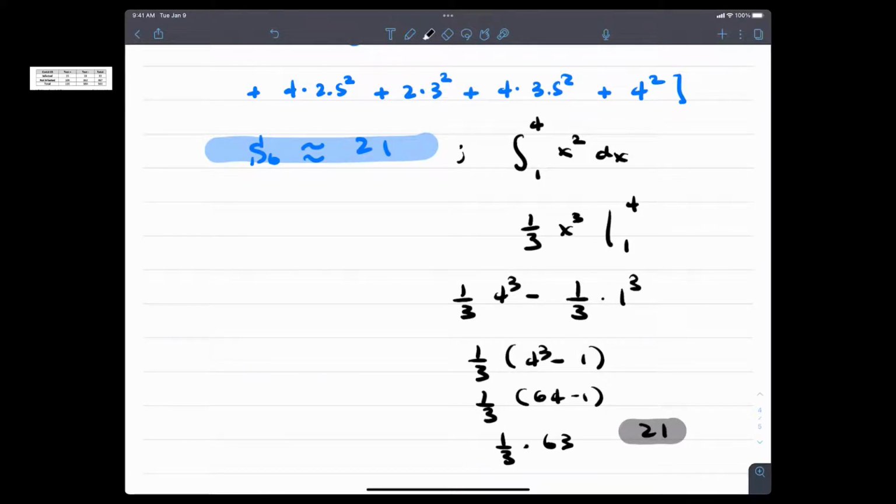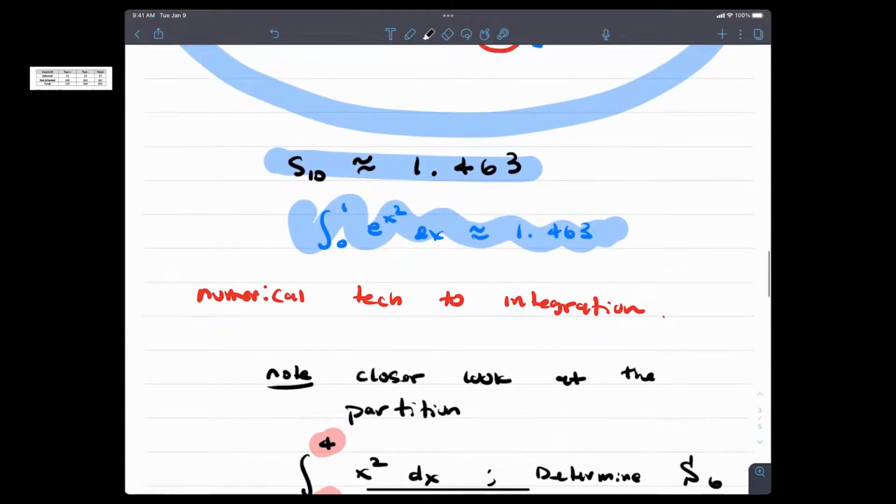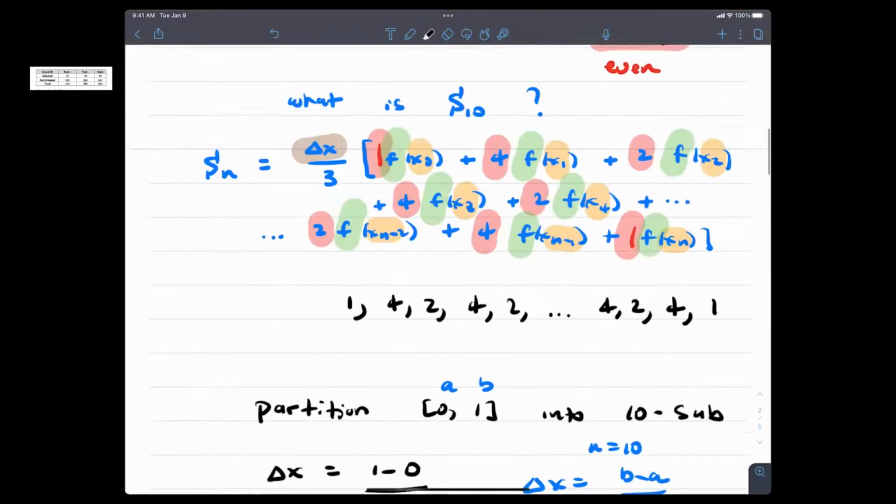But I would say you guys just need to study and do a couple of formula questions for Simpson's rule. This rule right here.